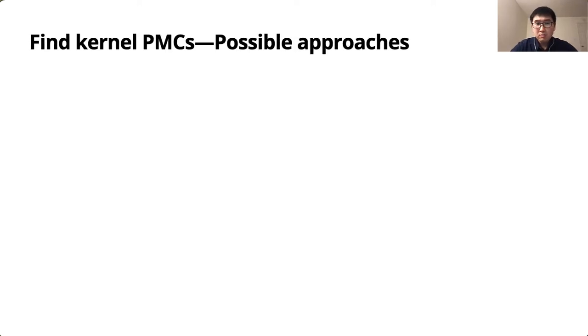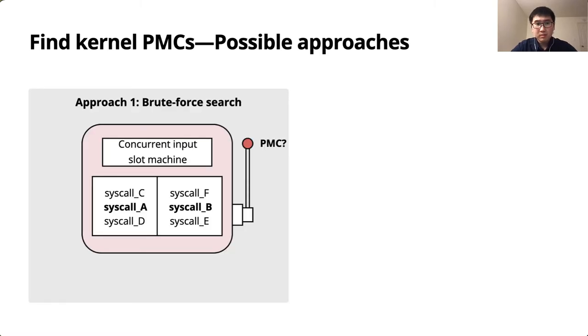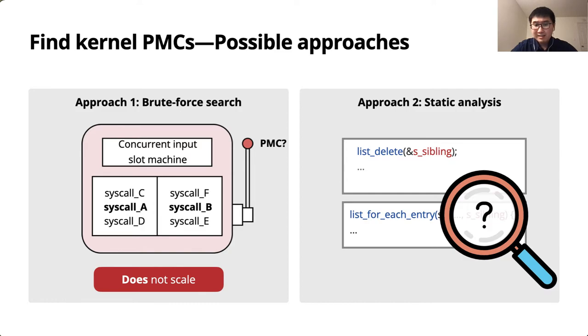There might be some possible approaches to do this. For example, one thing we can try is brute force search. We could randomly generate concurrent inputs, execute them, and see if they could cause any PMCs. However, this approach is unsystematic and very similar to trying to win this game using a slot machine, which clearly does not scale on the kernel. Second, we could use static analysis to read and analyze the kernel source code. However, static analysis is less precise on kernels because kernels already have so many data or function pointers.